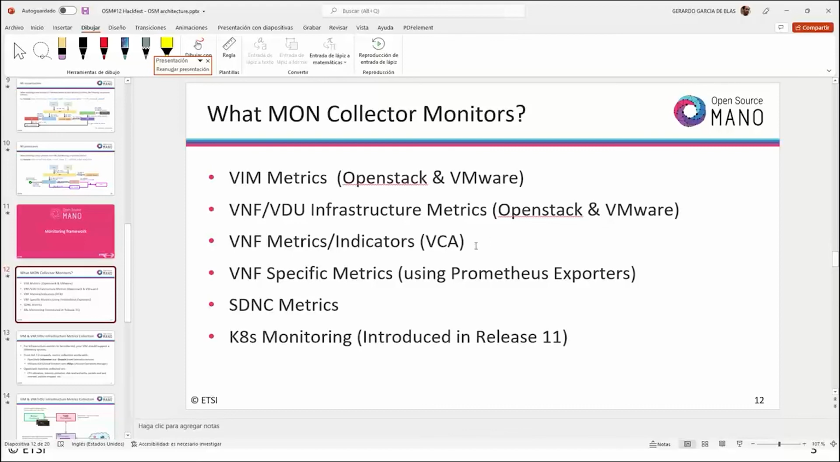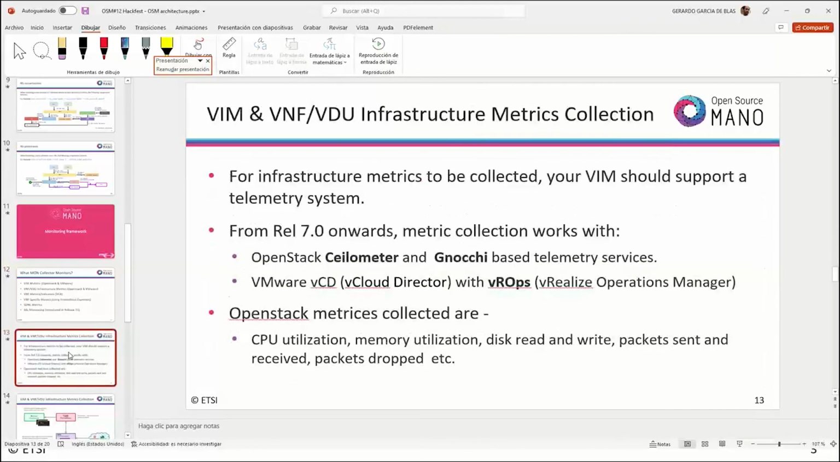We could have metrics from VCA, and there is a way to let the Juju charm communicate metrics back to OSM, and that's what is considered here as VNF metrics indicators. We also have the VNF-specific metrics, like for instance a VNF that could have some metrics based on SNMP, and we could have Prometheus exporters, and those Prometheus exporters would also be providing us those metrics. We have the SDN controller status metrics and K8s monitoring that was introduced in the last release, release 11.